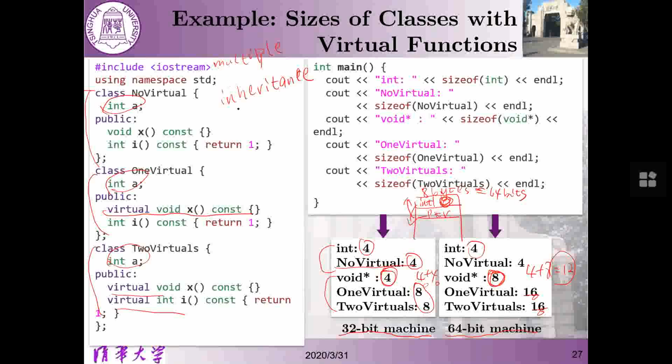For multiple inheritance, what is the size? I want you to have some test. You can write a very easy example with multiple inheritance, and check the size of the classes, right? And try to understand it. Is there a single virtual pointer or multiple virtual pointers in this case? Okay.